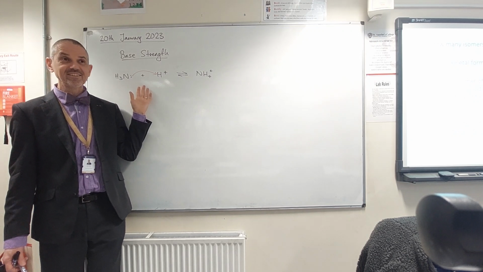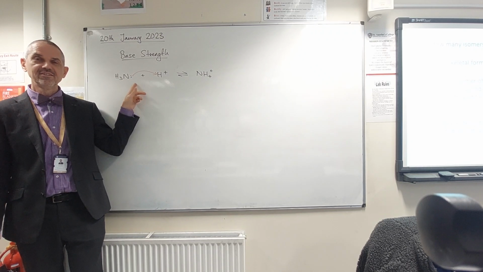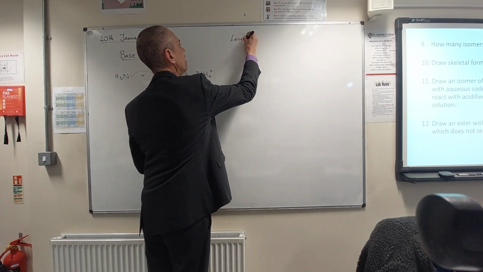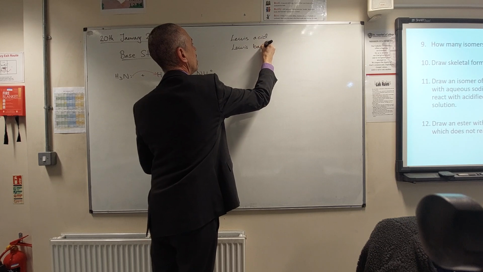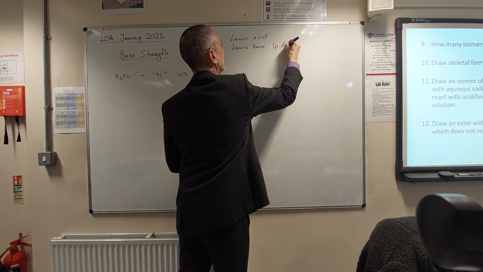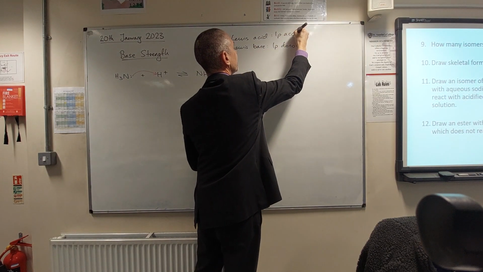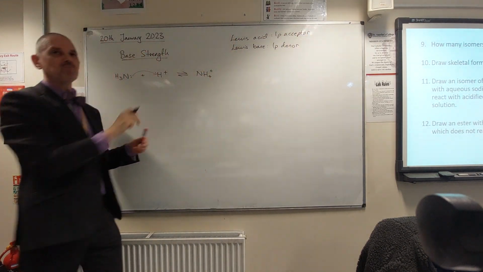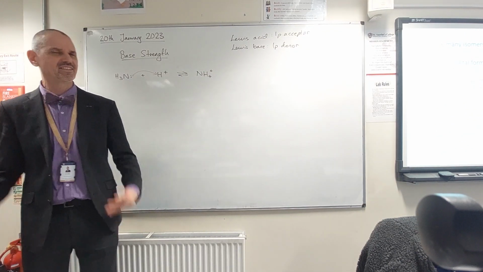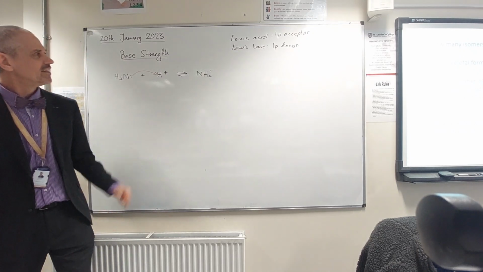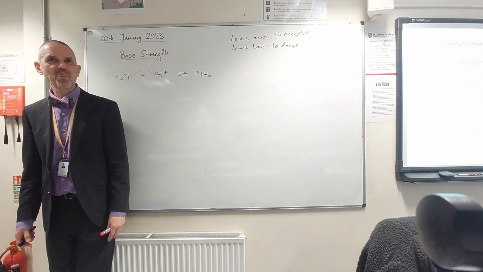A Lewis base is a lone pair donor, which means a Lewis acid would be a lone pair acceptor. Yeah, look at the H plus in the diagram. What's it doing? It's accepting a lone pair of electrons. And it's being an acid, of course, because it's donating itself as an H plus ion. So we've got an H plus donor, which is also a lone pair acceptor.